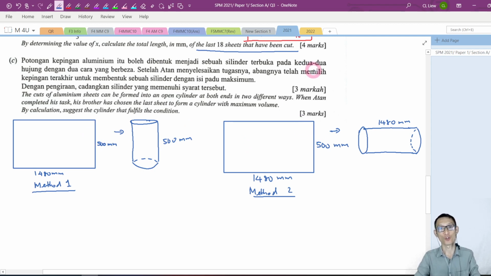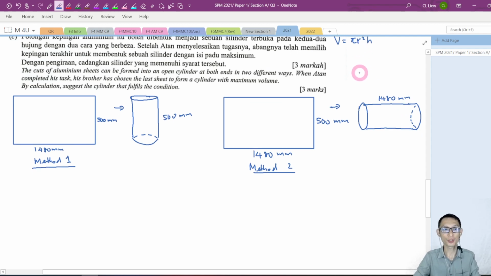How do we find the volume of a cylinder? Formula is pi r squared times height, right? Volume of cylinder is pi r squared times height. This means that we need to know the radius. For this situation, for the method 1, the height will be 500. For method 2, the height will be 1480. Now, the problem is we don't have the r. We need to know the radius. How to know the radius?